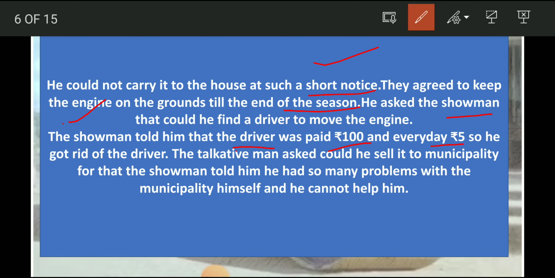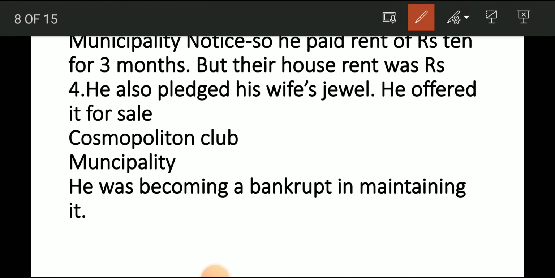Okay, now what happens? The time passes, the season gets over, and the Gaiety land is shifted to another town. So immediately the municipality people give this talkative man a notice, telling him that he has to vacate the Gaiety land from this road engine. So he talks with the municipality people, and he is ready to pay rent. Rent of how much? Rupees 10 per month. So for 3 months this continued like that.